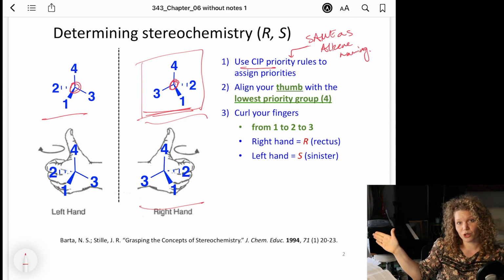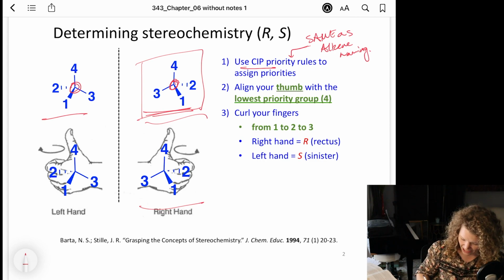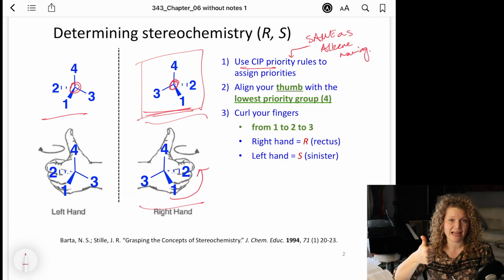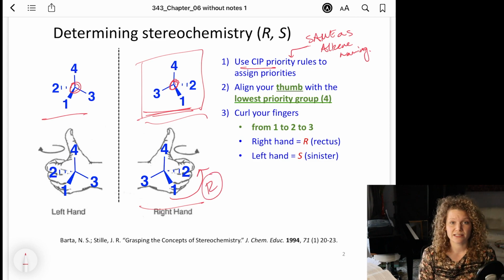Thumb up. We're going to rotate our fingers and you'll see that we go from 1 to 2 to 3, okay? 1 to 2 to 3. So as we rotate our fingers, we're going 1 to 2 to 3. We're using our right hand. That means that this is an R stereocenter.